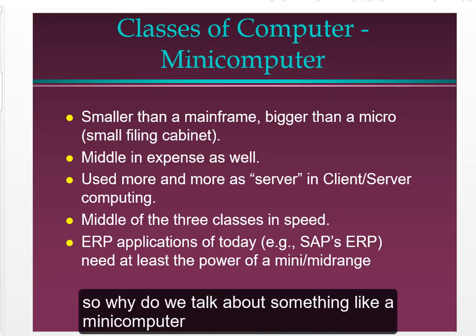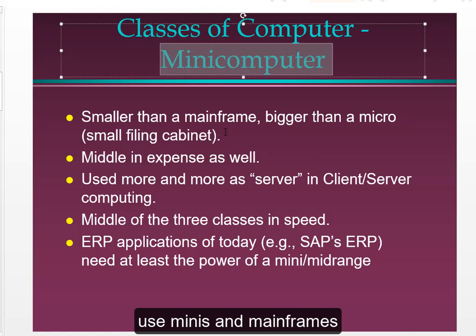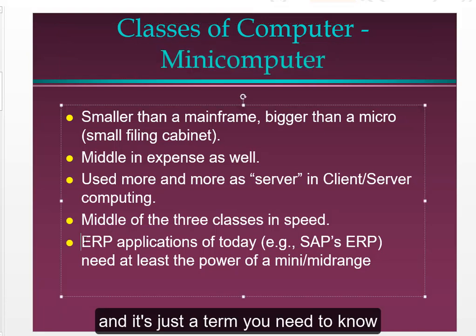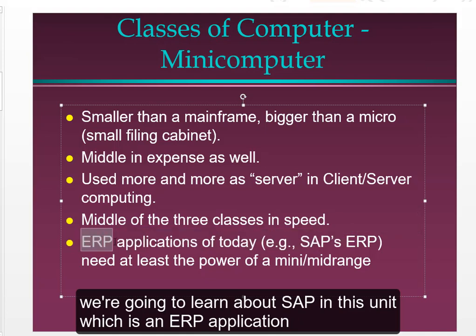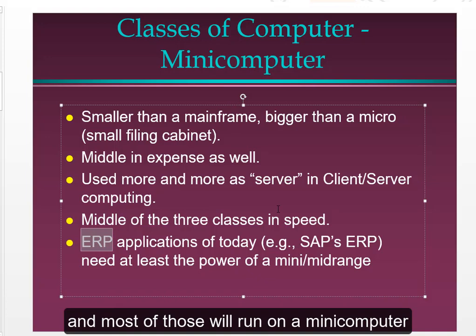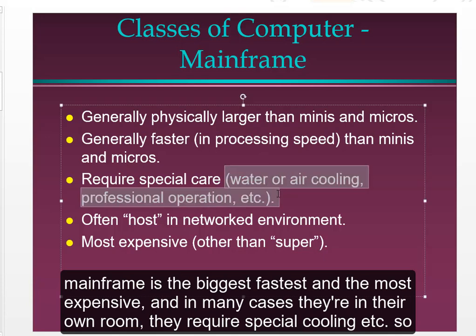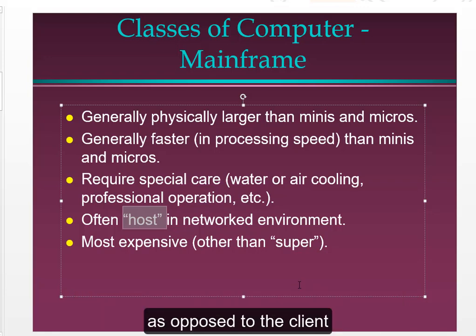So why do we talk about something like a mini computer? Older companies use minis and mainframes, so it's just a little bit larger, does a little bit more work. It's just a term you need to know. We're going to learn about SAP in this unit, which is an ERP application, and most of those will run on a mini computer. Mainframe is the biggest, fastest, and the most expensive, and in many cases they're in their own room, they require special cooling, etc. So oftentimes they're the host, which is also the server in a networked environment, as opposed to the client.